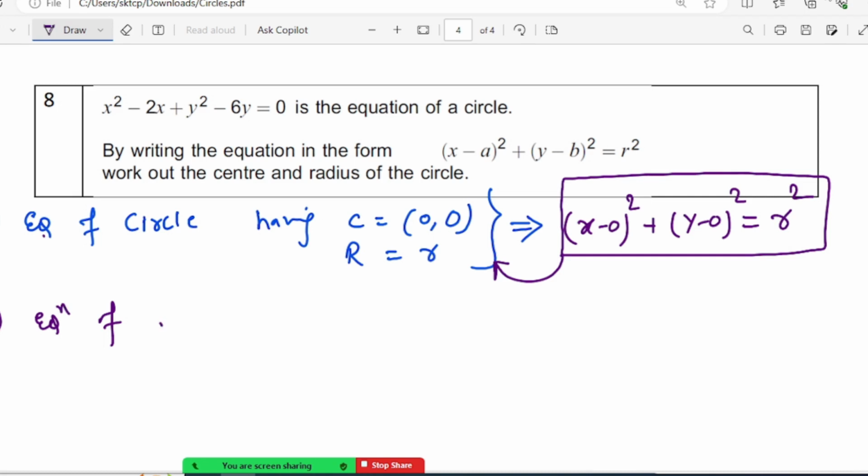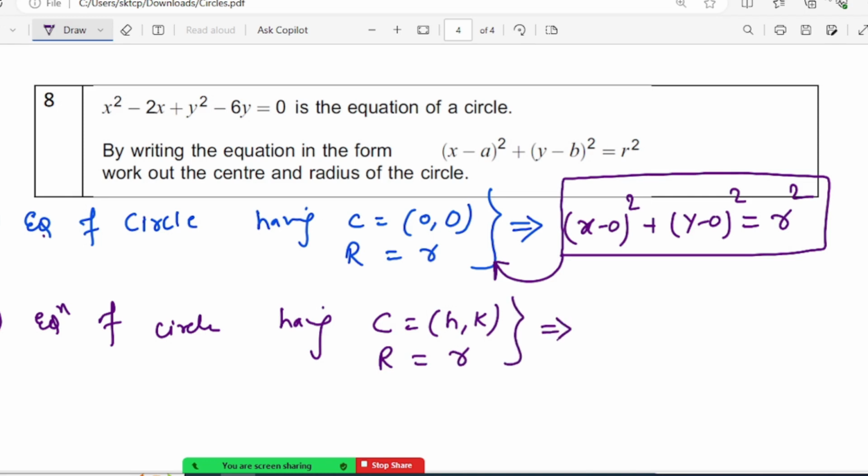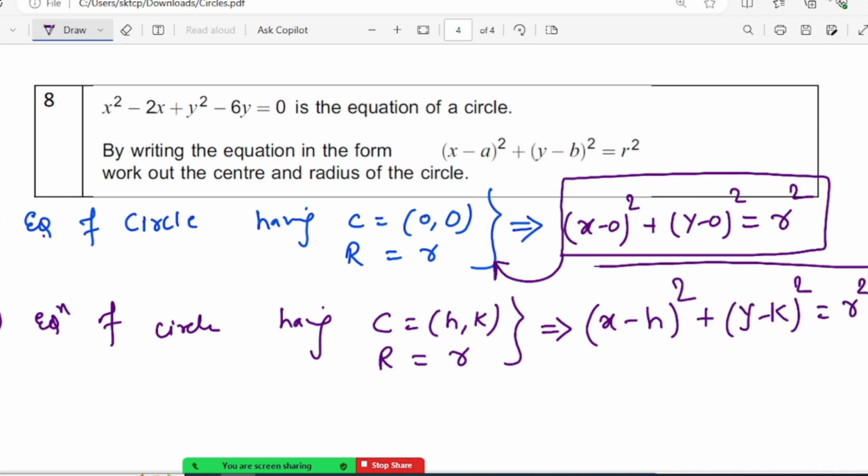Equation of a circle having center h comma k and radius small r. Can you tell me its equation? (x minus h) whole squared plus (y minus k) whole squared equals r squared, right, Rishit? In the reverse manner, if you have any equation in this form, you can write its center and radius.